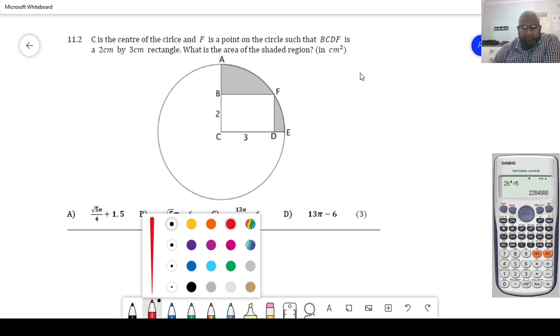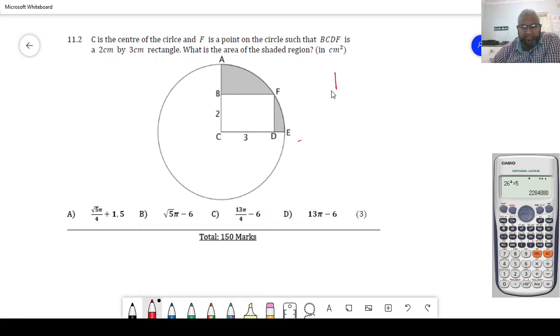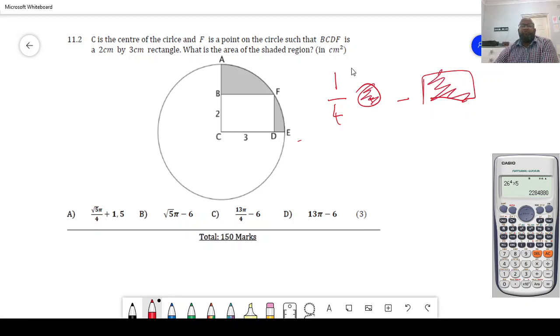We should note that to calculate the area of the shaded region, first it's a quarter of a circle, minus the area of the rectangle. In both cases, area. So area of a quarter of a circle, how do we know it's a quarter? As you can see, it's a quarter there, and that is of course 90 degrees. Why? Because we know it's a rectangle. So it's going to be a quarter.